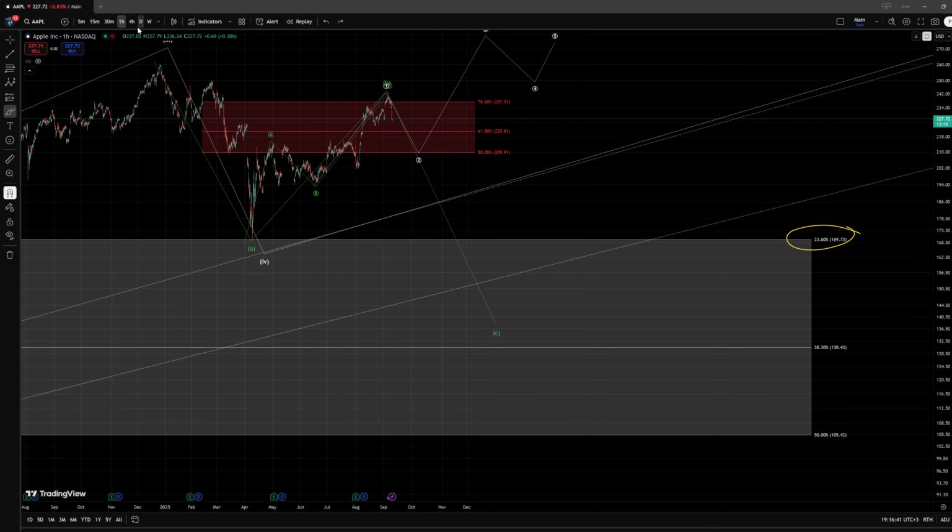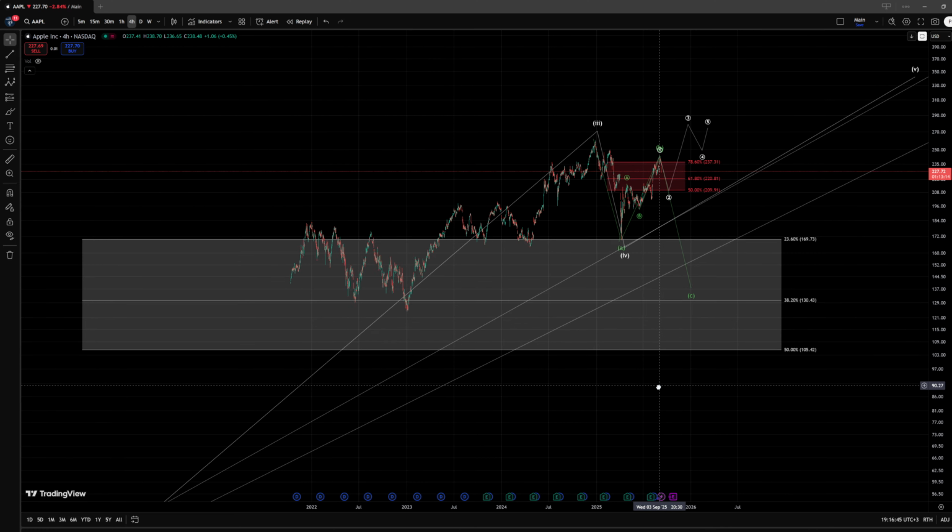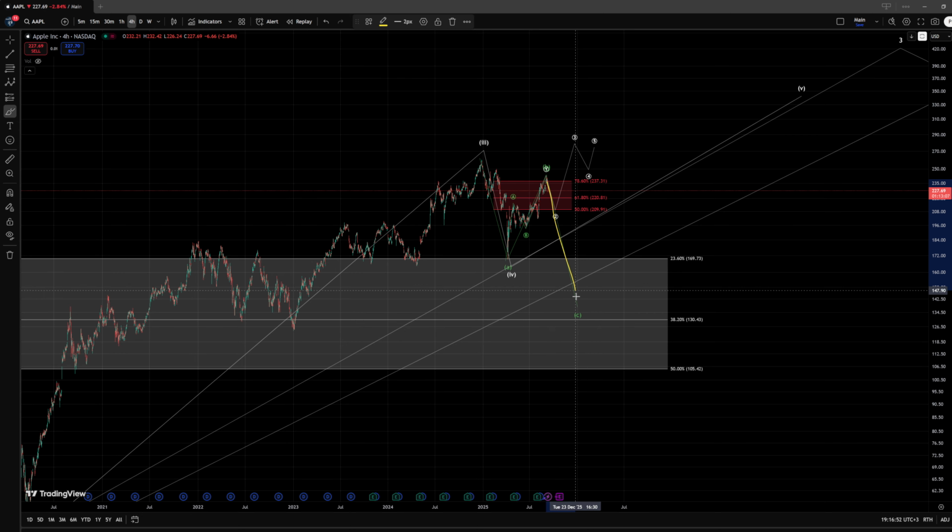$105.4 level. Now I find the likelihood that we actually fail to hold this support zone very unlikely, but I would really like the opportunity to get an entry still if we still manage to head down within a deeper correction in this wave 4.